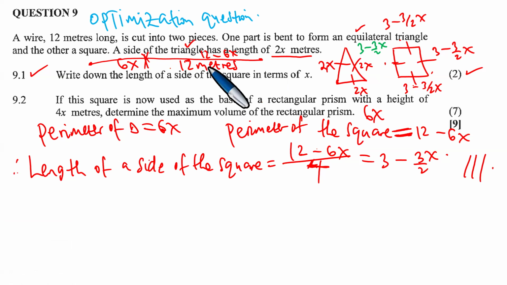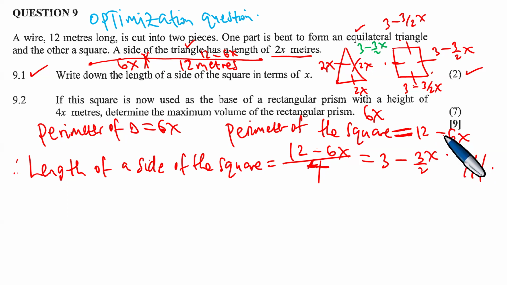Out of 12 meters, you remove 6x. So it means that the remaining part is going to be 12 minus 6x. Out of 12, we subtract 6x, and we use it to form the square. So the perimeter of the square is going to be out of the whole 12, we subtract the 6x that was used to form the equilateral triangle. And then with the 12 minus 6x, we must form a square.